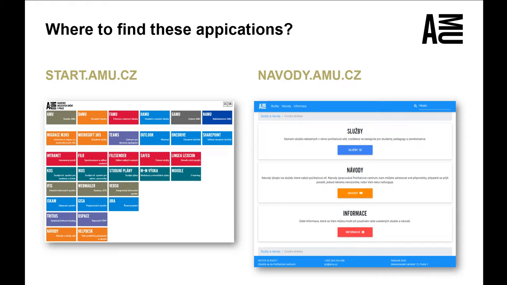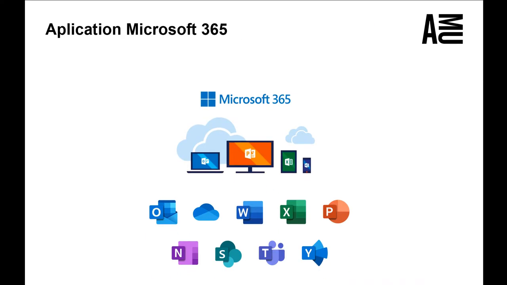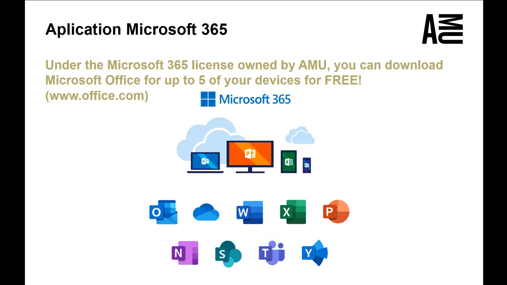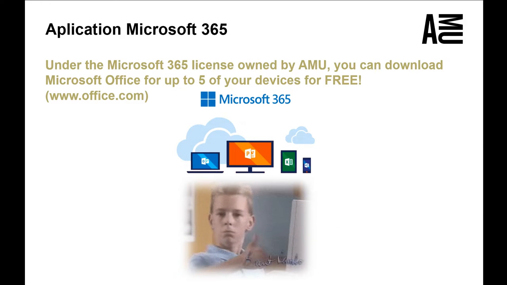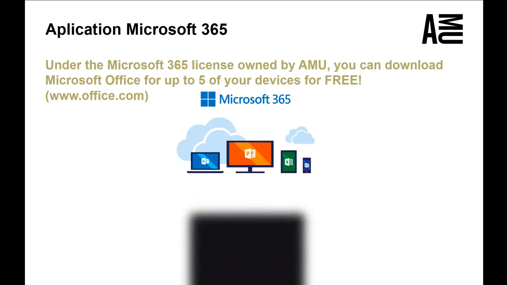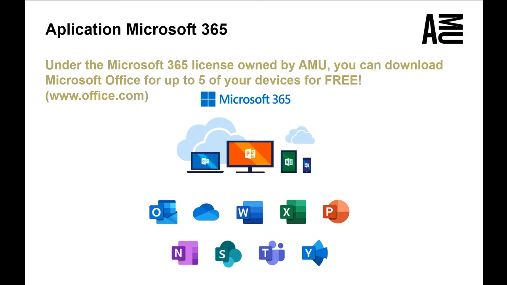And the second important page is definitely the mentioned navodi.amu.cz. Here at school we have a Microsoft 365 license, which allows you to use and download Microsoft Office for free on up to 5 of your devices. And it's definitely worth it. So you can go to office.com and log in with your school account and download Microsoft Office for free.